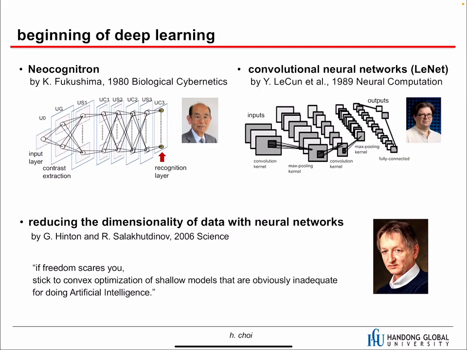Now let's talk about the beginning of deep learning. What was the starting point, what was the main problem, and how were these problems solved? First, it dates back to 1980 when Professor Fukushima proposed the neocognitron. He modeled our brain structure with the neocognitron. He took this idea from neuroscience and applied some training algorithms back then.